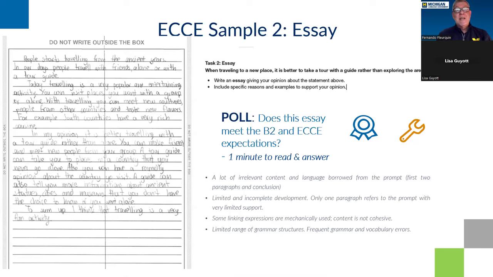So you see the limited development, kind of irrelevant content. There's only one paragraph or part of a paragraph that refers to the specific question in the prompt with very limited support. There are some linking expressions, in my opinion, to sum up, that kind of show a general idea, but they're basically mechanically used.